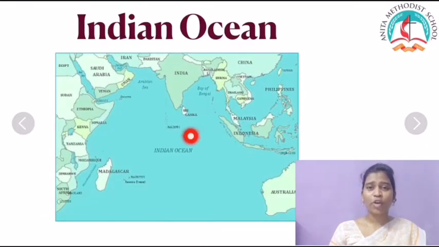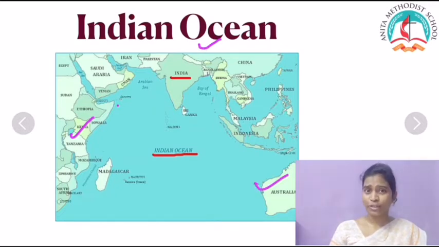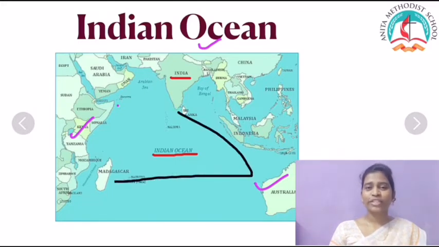So, this ocean got its name because it is just lying below the country India, which is our India. And that's why it is called Indian Ocean. Now, what are the boundaries of Indian Ocean? It is bounded by Africa in the west, Asia in the north, and Australia in the east. What is the shape of this ocean? Can you identify? Yes. So this ocean is in the shape of a triangle.